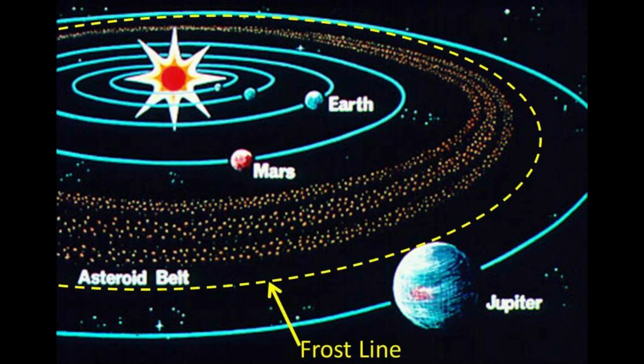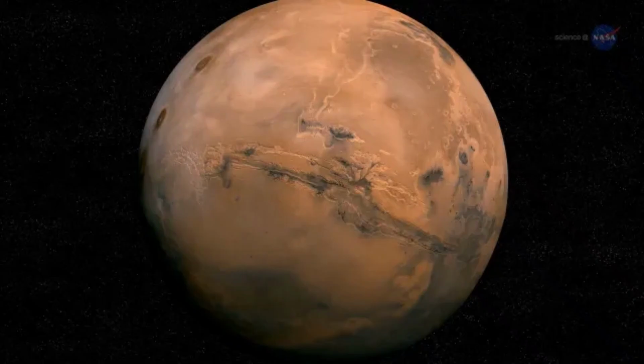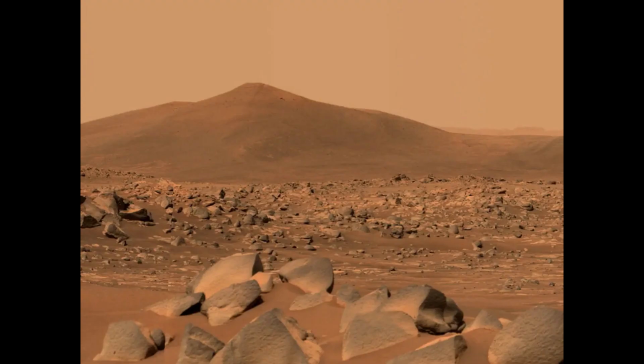Moving into the inner solar system past the frost line, we'll first look at Mars. The red planet gets its name from iron oxides which cover its surface. Sulfate minerals are also common on the surface, and the atmosphere is made of 95% carbon dioxide. Basically, it's a very oxidizing environment.